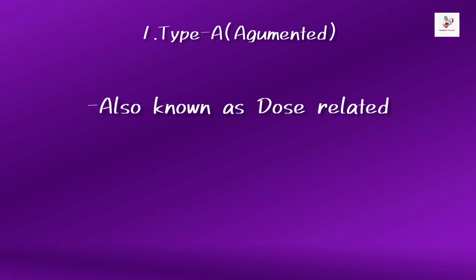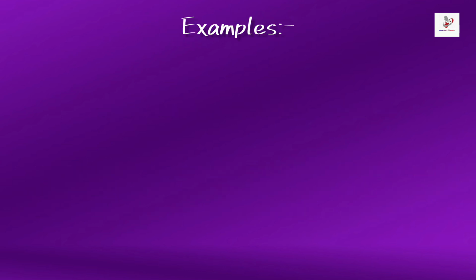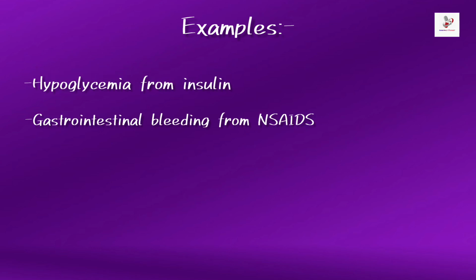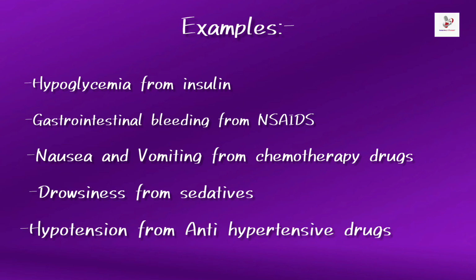The type A is also known as the dose related. The type A adverse drug effects are predictable and dose dependent reactions to the medications related to the drug's known pharmacological properties. And this type A occurs due to exaggerated responses at therapeutic doses that are too high. So examples of type A reaction include hypoglycemia from insulin and other diabetic medications, gastrointestinal bleeding from the non-steroidal anti-inflammatory drugs, nausea and vomiting from the chemotherapy drugs, drowsiness from sedatives, hypotension from the antihypertensive drugs.